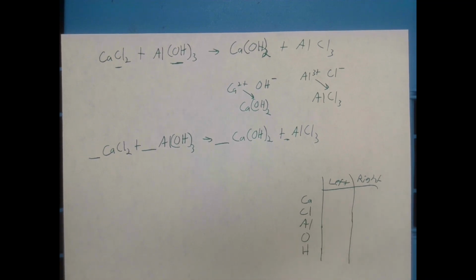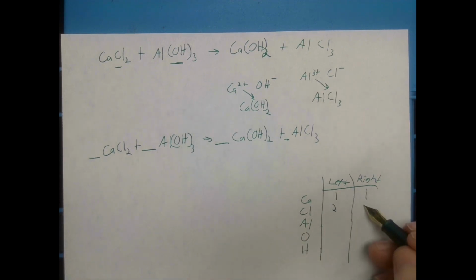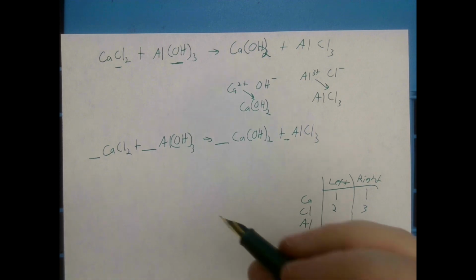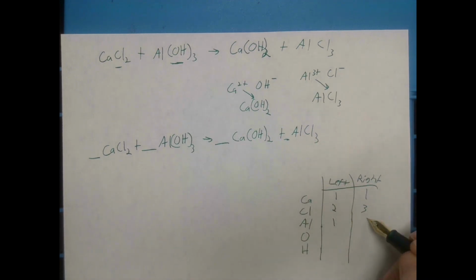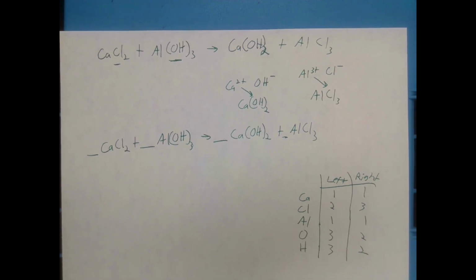How many calcium do I have on the left? I have 1. How many do I have on the right? I have 1. How many chlorine? I have 2 on the left. On the right, I have 3. How many aluminum? I have 1 on the left and 1 on the right. How many oxygens do I have? I have 3 oxygen on the left and 2 oxygen on the right. This 3 on the outside is multiplied inside the parentheses. How many hydrogen? I have 3, and I have 2 on the right. And we need both of these sides to completely match.